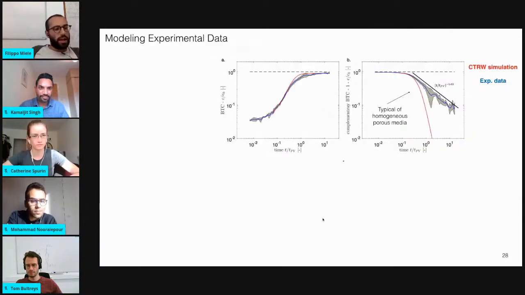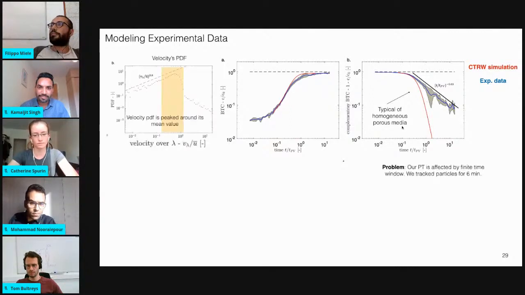Now, just having a look at the comparison between the CTRW simulation that we did and the experimental data, we saw that for the PDF that we used in the first case, the simulations are able to reproduce the early transient behavior of the breakthrough curves, but they completely fail in describing the long-tail behavior of the breakthrough curves. And this is typical of quite homogeneous porous media, which means that you are allowed to average on the velocity and just consider the mean velocity.